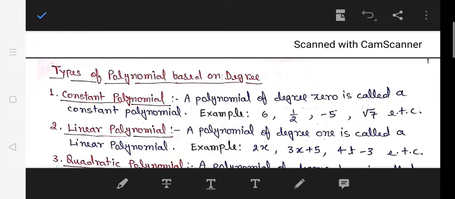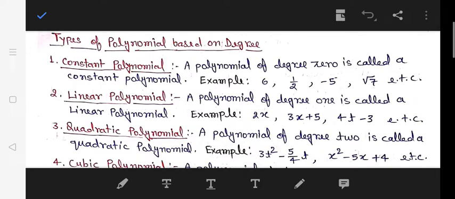Now second one is the linear polynomial. A polynomial of degree 1 is called a linear polynomial. Degree 1 means the highest exponent should be 1. Here I have taken the example 2x, so x power 1. It means its degree is 1. Next I have taken an example 3x plus 5. Here x power 1; if there is no exponent written on x, it means the exponent is 1. So its degree is 1. 4t minus 3, here t power 1 is there, so that's why its degree is 1. So it is called the linear polynomial.